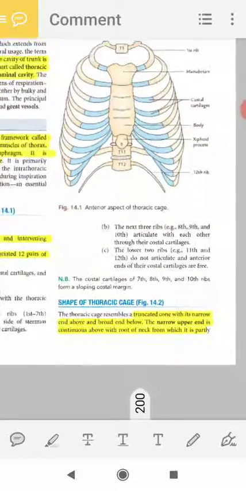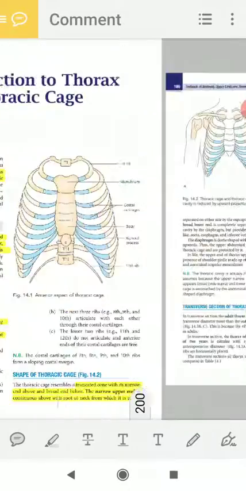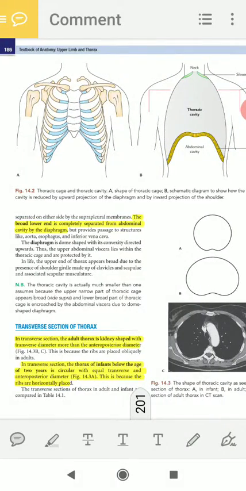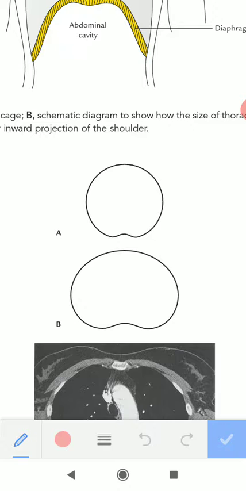Now come to the shape of the thoracic cage. The shape of the thoracic cage is narrow above, but it is broad at the lower end. Now if we see a transverse section of the thorax, this is a transverse section of the thorax. In case of an adult, it is wider because its transverse diameter is more than the anterior posterior diameter. So this is the characteristic of an adult thoracic cage.